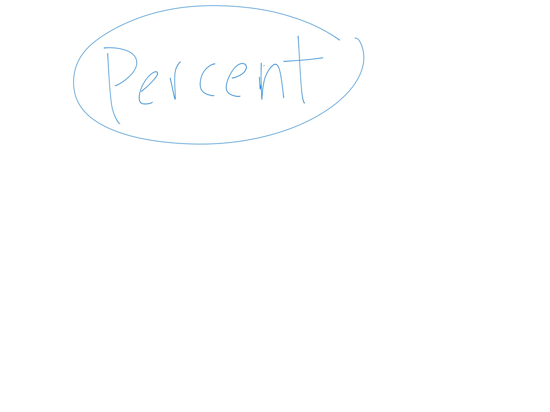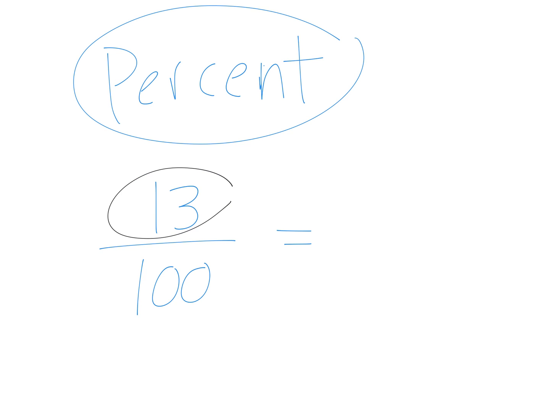What is percent out of? If you got perfect on a test, what did you get? 100. Percent is out of 100. Okay? So if I want to know what 13% is, that's 13 out of 100, right? How would I turn this into a decimal? What's 13 out of 100 equal to as a decimal? Good. We do 13 divided by 100, that's equal to 0.13.